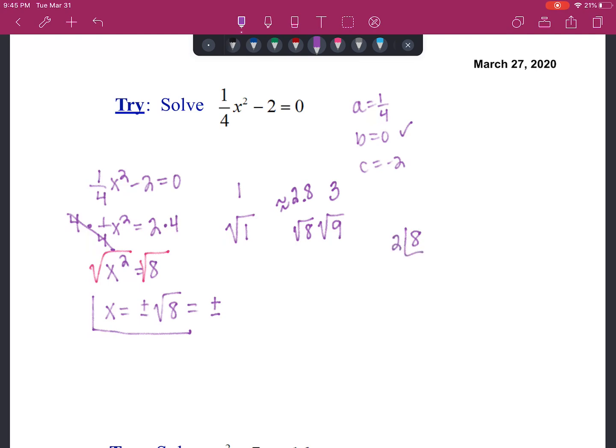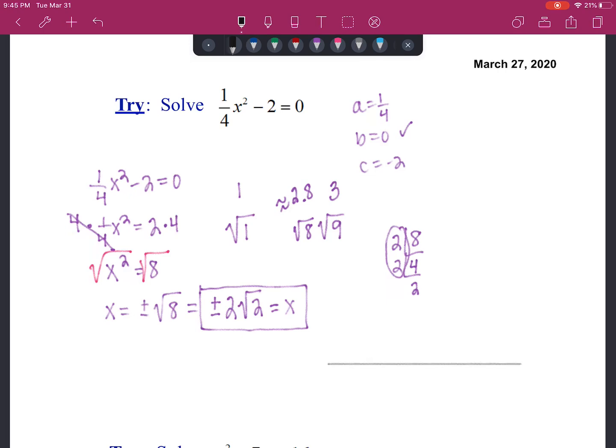Although we know that the square root of 8 breaks down. 2 goes into 8 4 times. 2 goes into 4 2 times. It's a pair of 2's, so 2 times the square root of 2. So our answer is x equals plus or minus 2 times the square root of 2. However, we want to also plot this on the coordinate plane.